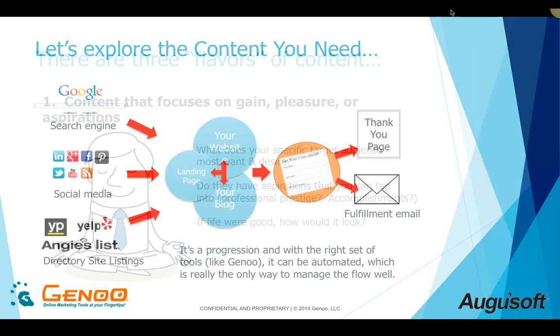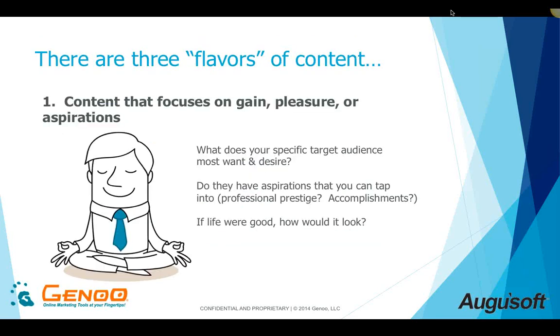Do they have aspirations that you can tap into? For example, professional prestige or accomplishments that they can hang on their wall. These kinds of things can go a long way too. It's that aspirational content. And then if life were good for these guys relative to your offering, your program, and all of that, what would their life look like? So you can paint that picture. You can talk about students who have gone through that particular program and are out the other side, and what that looks like. So that's that kind of content.